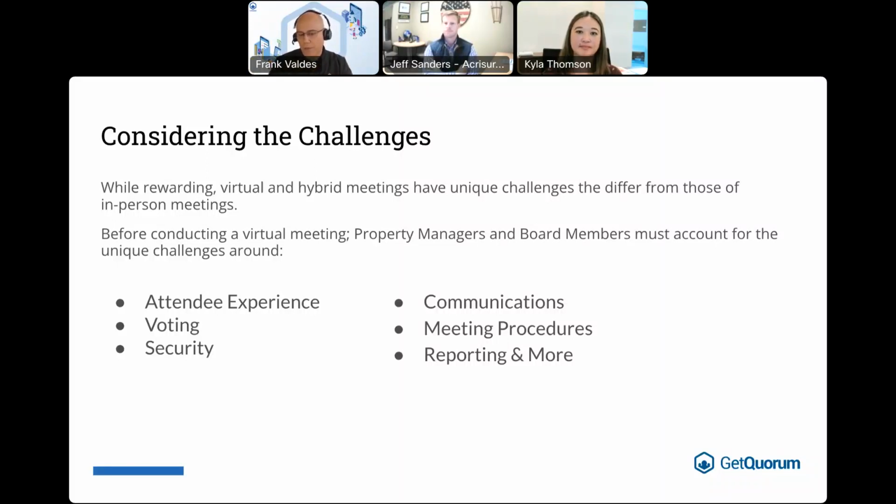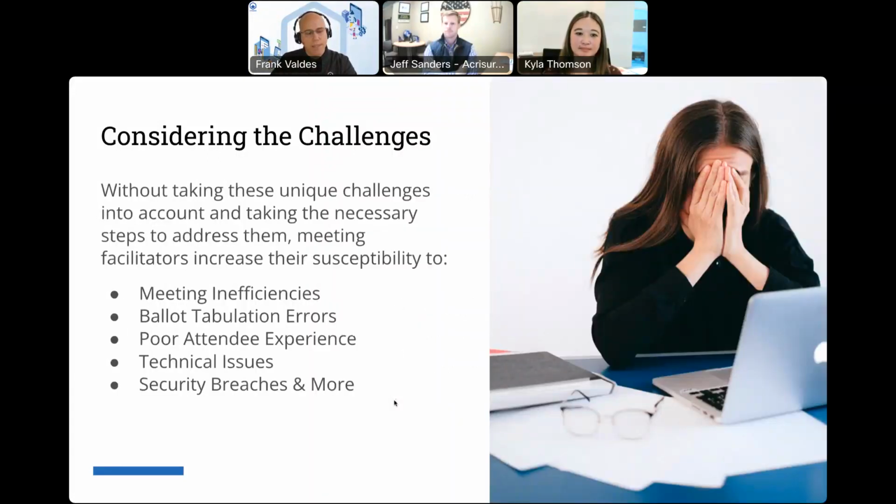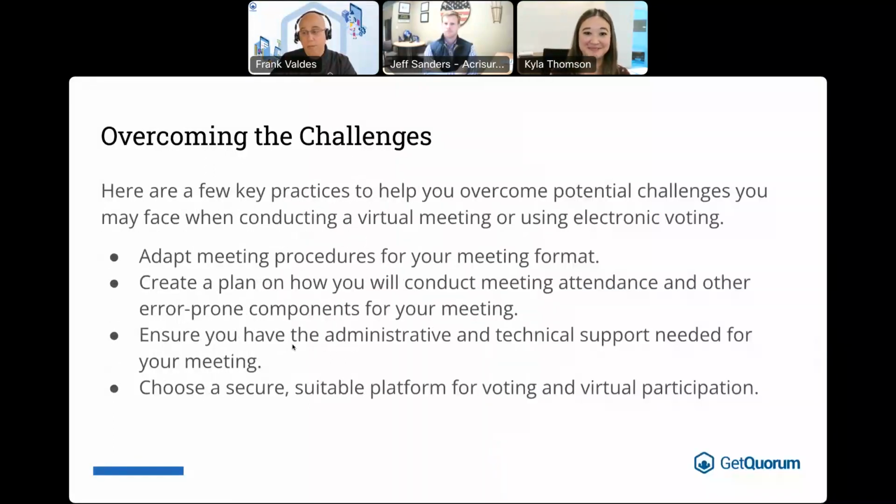So make sure you walk through the meeting procedures, that you have a good understanding, and that you are communicating that. Of course, as with everything technological, make sure that you communicate. Otherwise, you will run into things like technical issues, obviously ballot tabulation errors, and meeting inefficiencies. You want to make sure that all those are covered, that you've had a dress rehearsal even beforehand as well. That is a little bit of a difference in your meeting procedures.